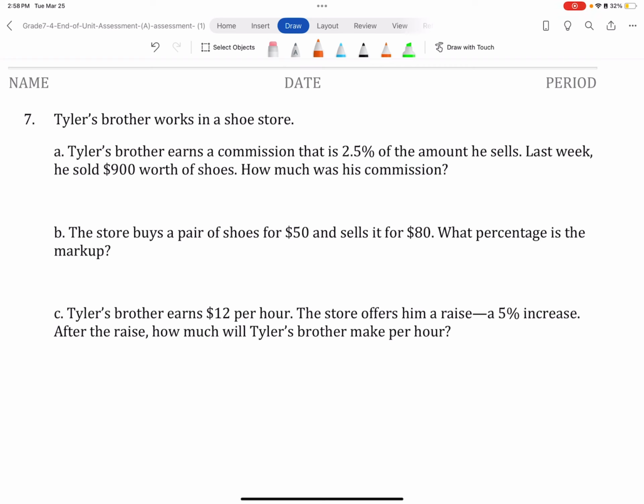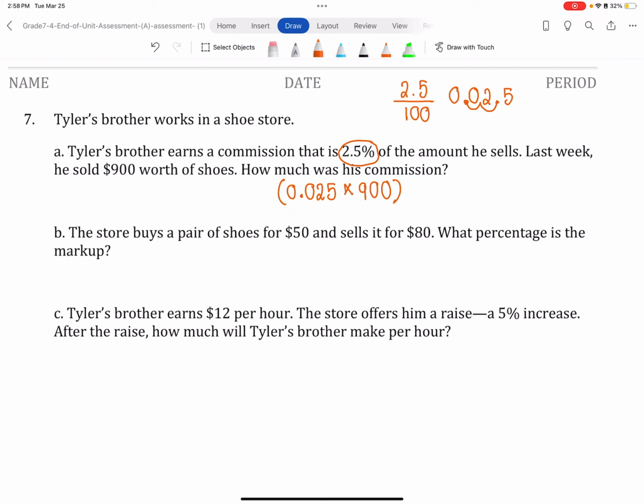Well, first we want to, again, take this percent here, the 2.5%, and divide it by 100 to get a decimal. Or we can simply take 2.5 and bring the decimal place 2 places over to the left. So we end up with 0.025. And we're going to take this decimal here and multiply it by the amount that Tyler sold in shoes.